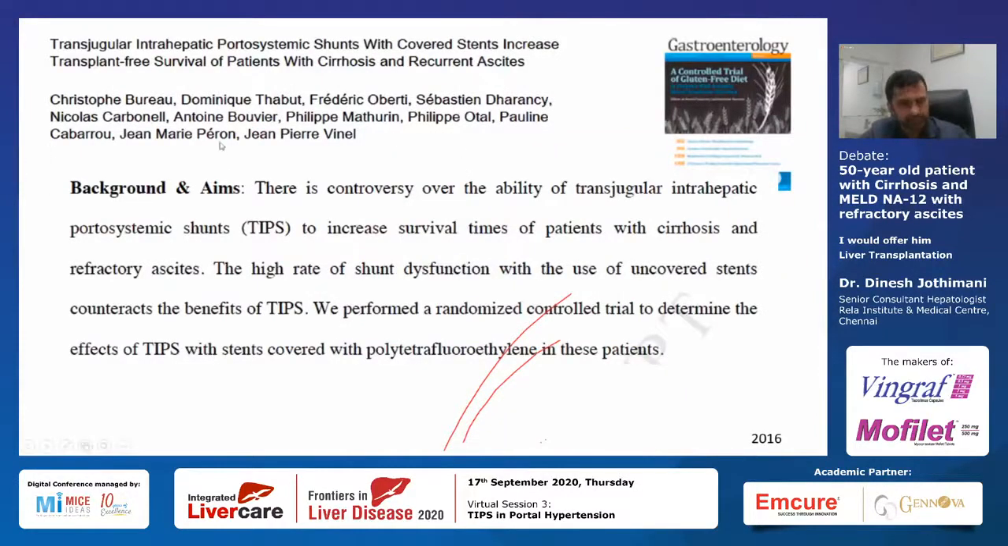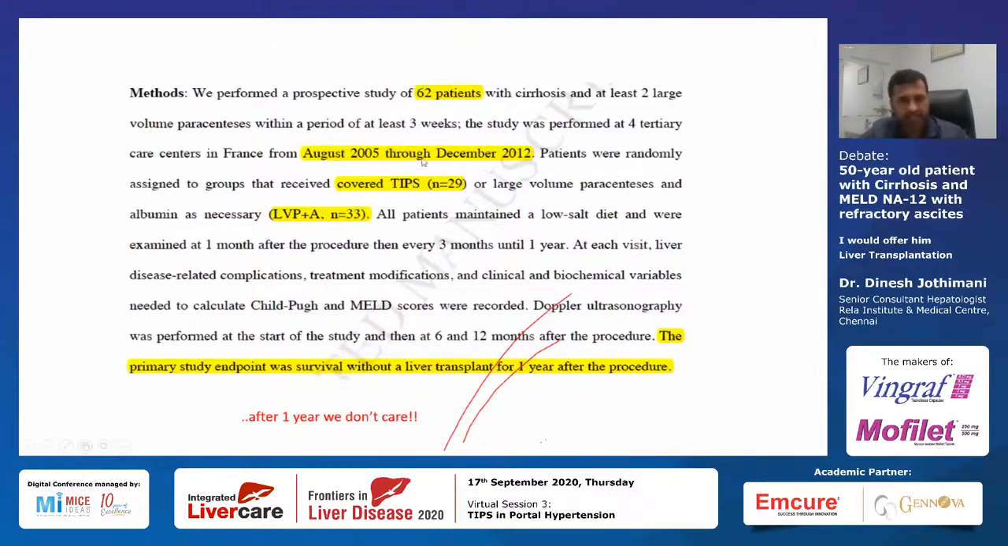Okay, let me go into the TIPS-related studies, some of the studies Manav showed. After his talk, I had to modify some of these studies, okay, because I included a few. Now, this is the covered TIPS in patients with cirrhosis and recurrent ascites. Okay, this is from over 7 years. They chose only 29 patients in 7 years. And then they compared with large volume paracentesis with albumin. The primary endpoint was 1 year survival without transplantation. After that, we don't care actually, after 1 year.